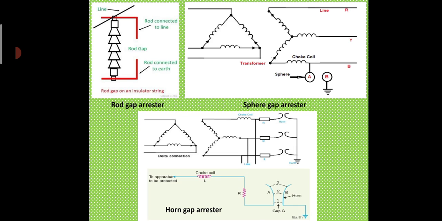An inductor is connected between the winding of the transformer and the horn, which gives negligible reactance at the power frequency but offers high reactance to the overvoltage due to its high frequency. So the overvoltage does not affect the winding of the transformer and is grounded through the horn gap. Resistance is connected in series with the horn to limit the follow current.